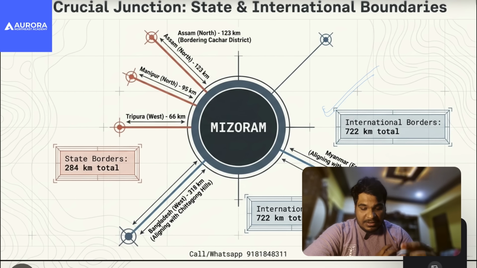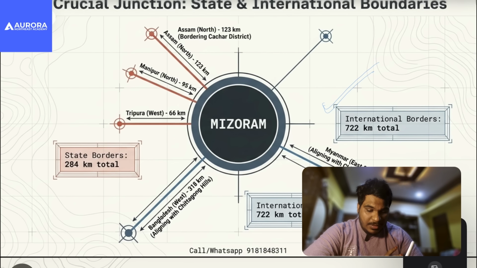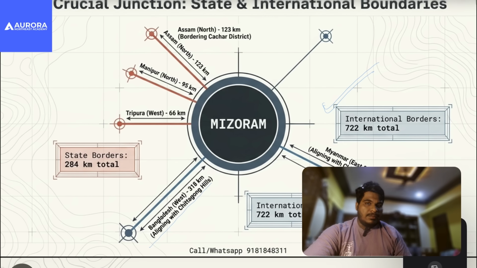You might be asked the north, south, east, west extent of these state boundaries. For example, Mizoram shares international border with Myanmar, and Mizoram also shares international border with Bangladesh. Coming to Myanmar, look at this, the location you will have it. In the case of Bangladesh, it aligns with Chittagong Hills, and when it comes to Myanmar, the Mizoram border is aligned with the Chin Hills and Arakan Hill ranges.